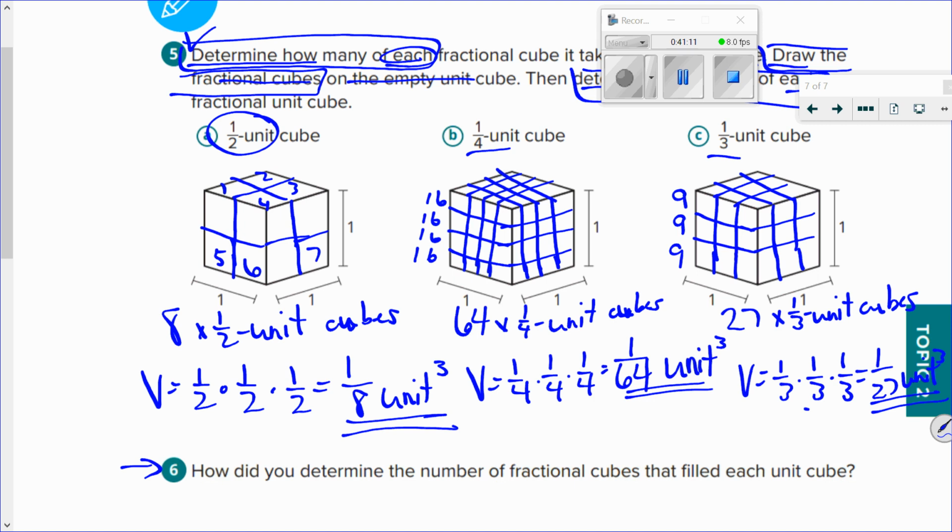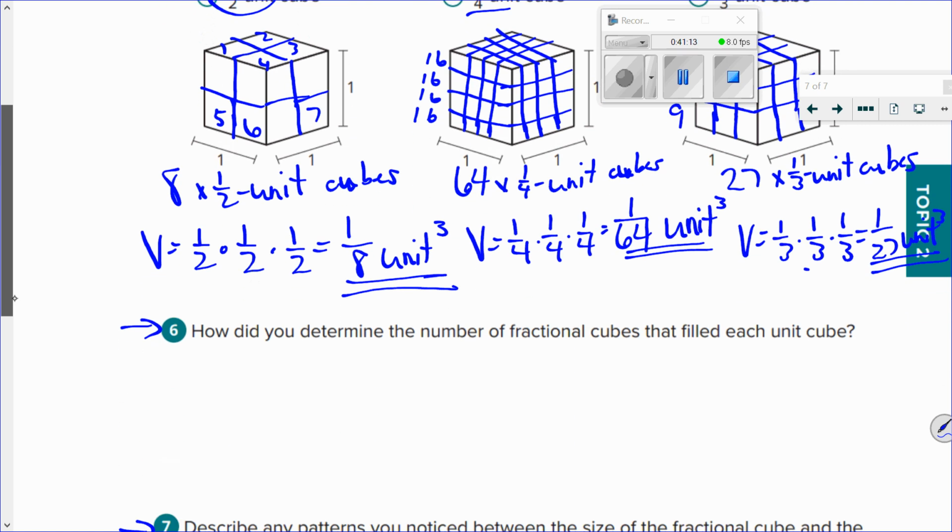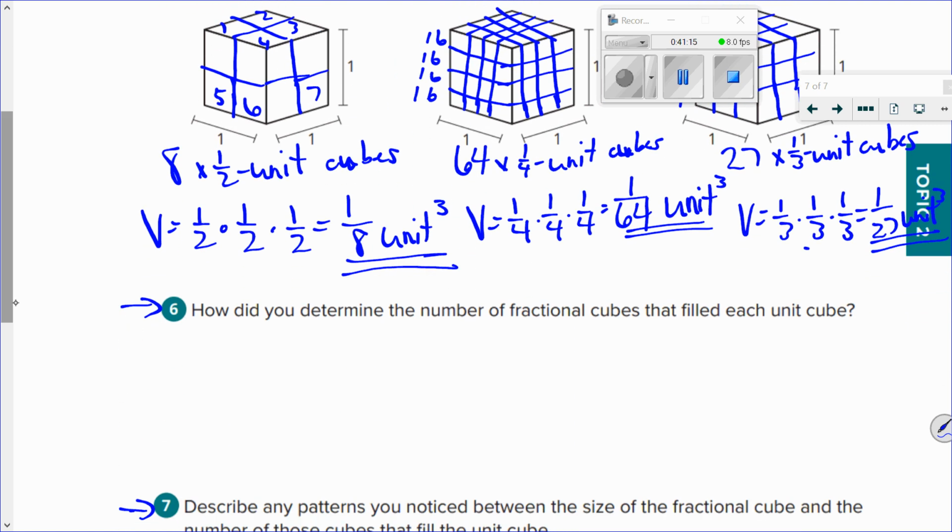How many of you got all those right on your own? 2 out of 3? Okay, so several hands are up. That's not too bad. So how did you determine the number of fractional cubes that filled each unit cube? How many of you did like I did and drew the picture to figure out how many there were? So for me, I drew the picture. And then counted.